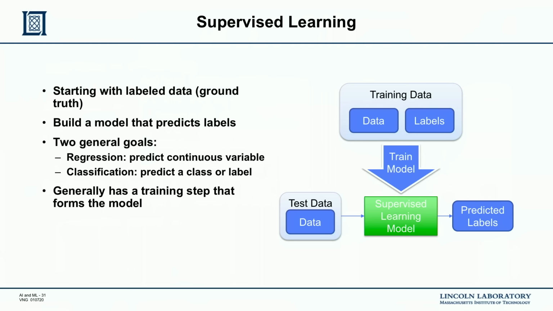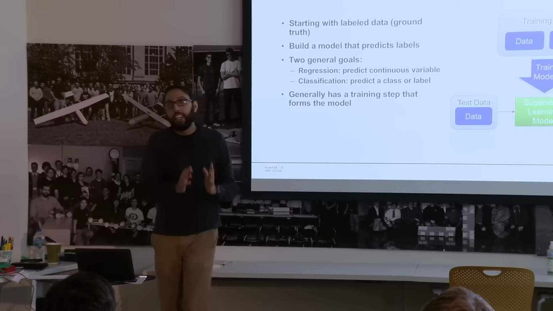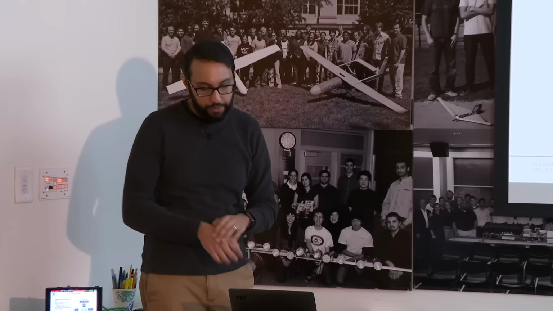Most of these algorithms have a training step that forms the model. So when we talk about machine learning in both the supervised and unsupervised sense, we'll often talk about training the model, which is this process, and then inference, which is the second step, where you apply unseen data. So this is the trained model in deployment or in the field. It's performing inference at that point.